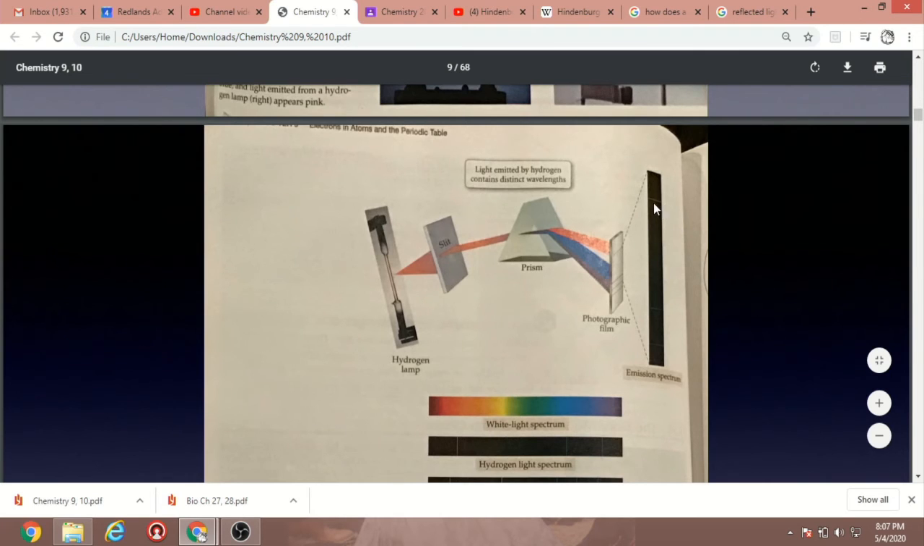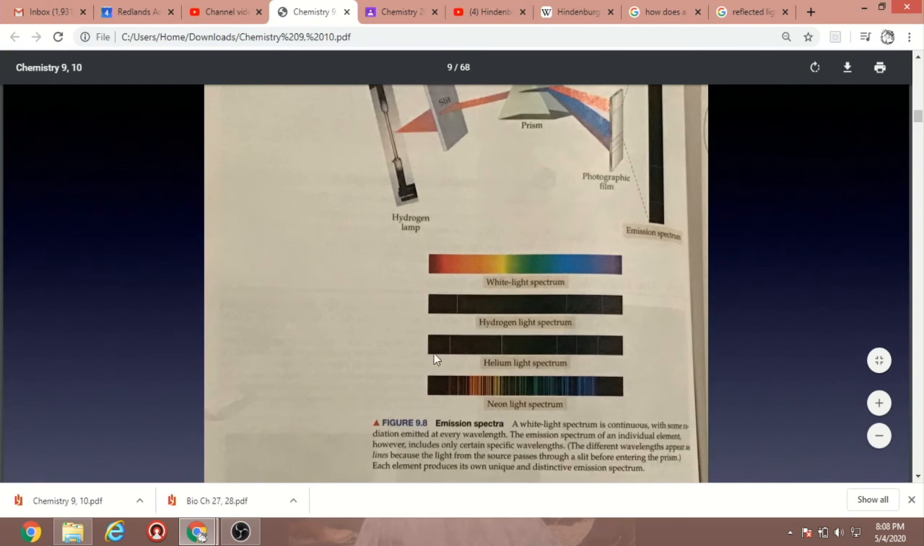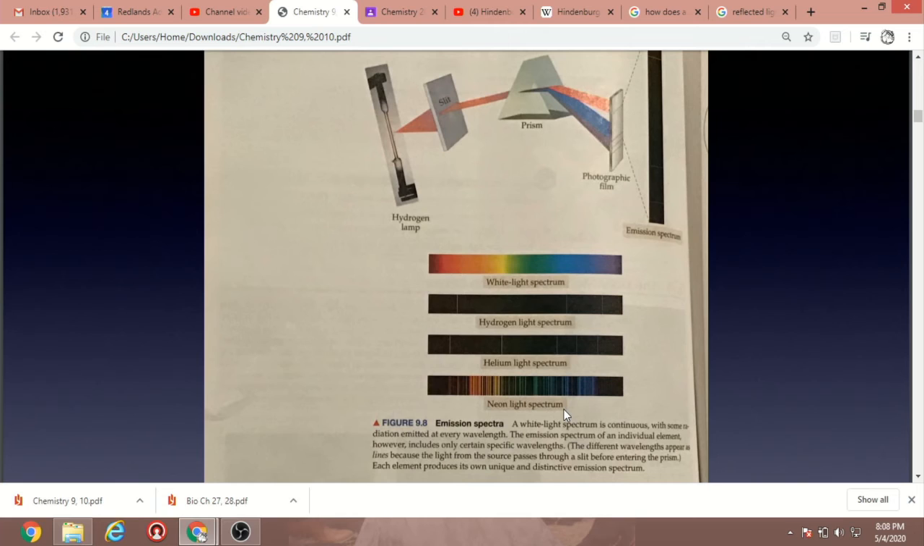So how are we getting this consistent, exact amount of light in these bands when we put a little photographic film here to capture that? We get these bands, almost like fingerprints. So here's hydrogen's, here's helium's, here's neon's. Each atom has its own, what we call, emission spectra. So this is an emission spectrum. Every atom has its own emission spectra, which is unique to that element.